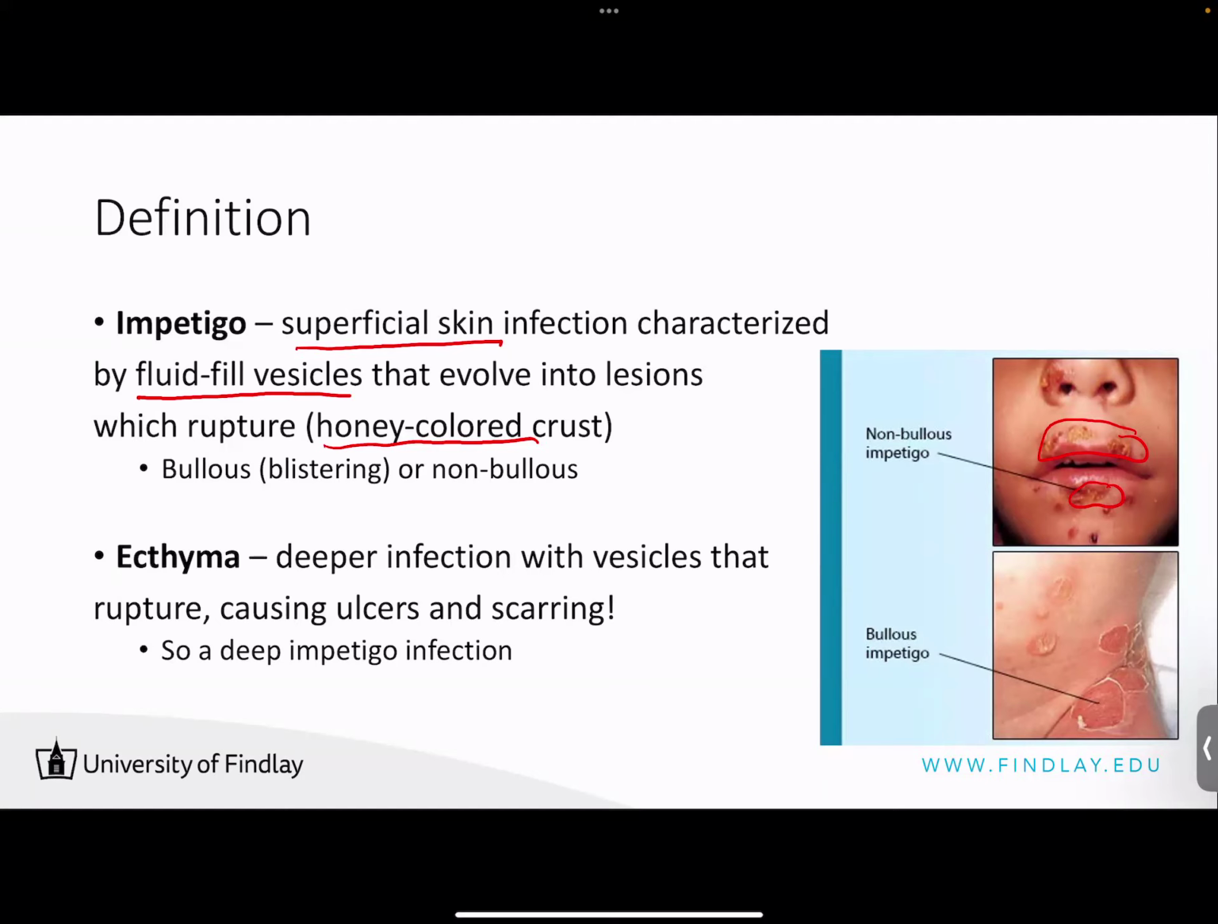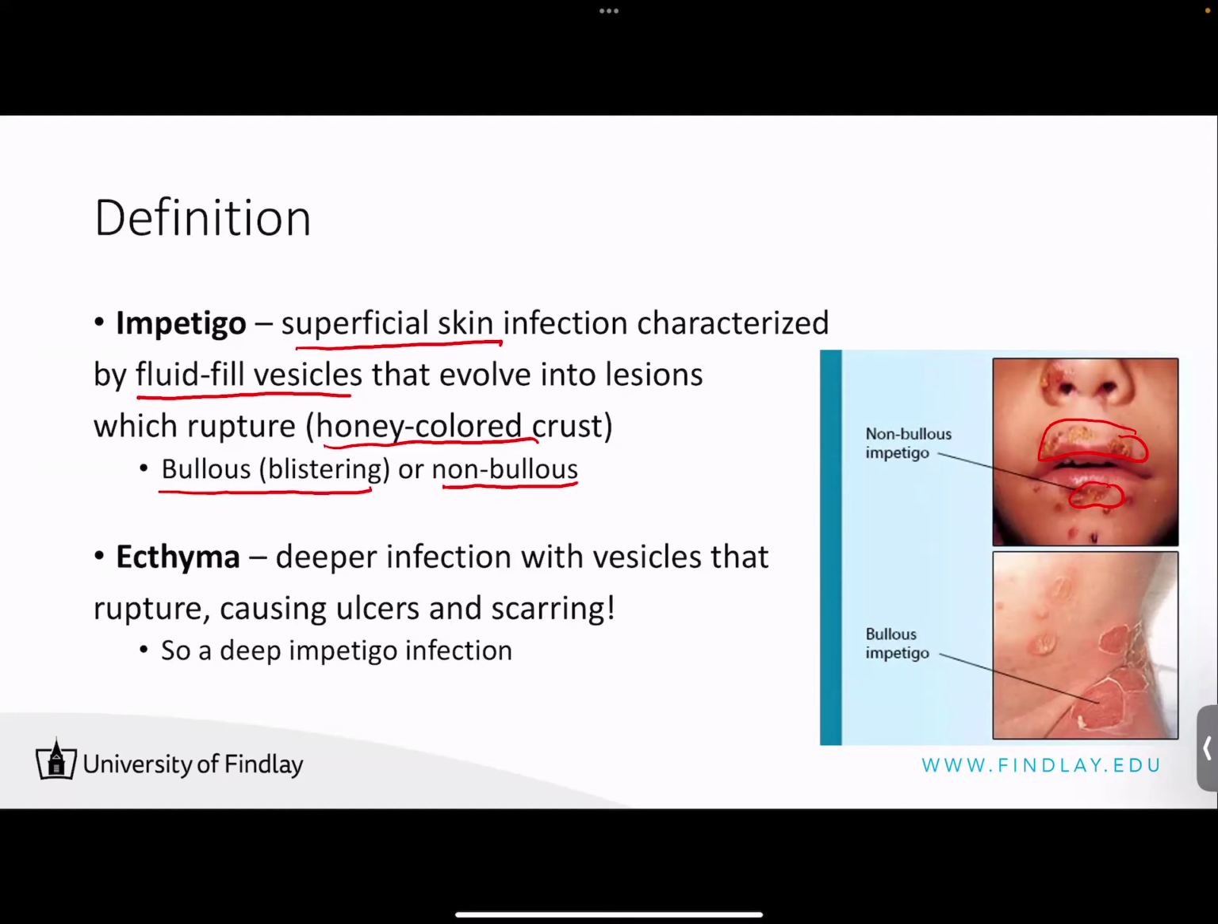A bulla is nothing more than just a fluid-filled vesicle that evolves on the top of the skin. And underneath, of course, is fluid, and it's eventually going to burst, all right, and release that fluid. So we have bullous or blistering or non-bullous. Right?